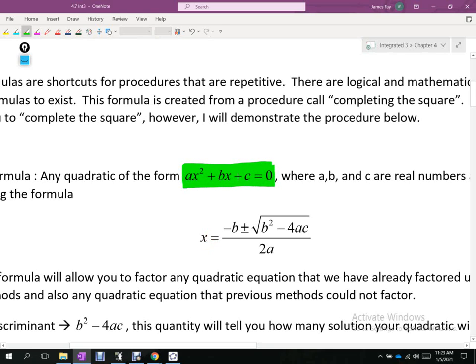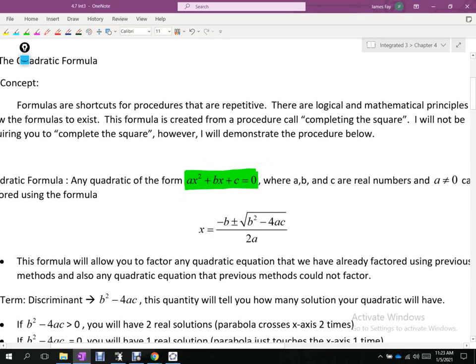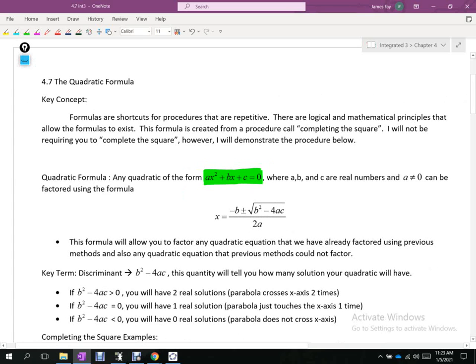Now, the a, b, and c we've been working on in the last several weeks of being able to identify those and use those, right? We use the a and the b inside finding the vertex and all that kind of stuff. So here, we're going to use the a, b, and c inside this formula. It says any quadratic of the form ax squared plus bx plus c equals 0, where a, b, and c are real numbers. a cannot be 0.